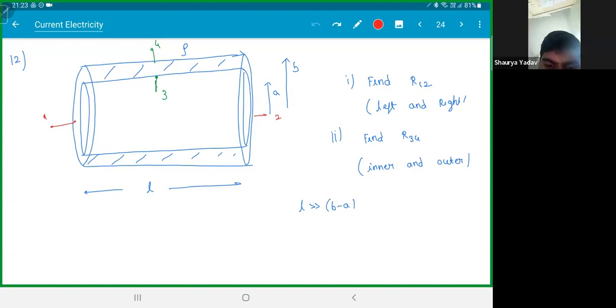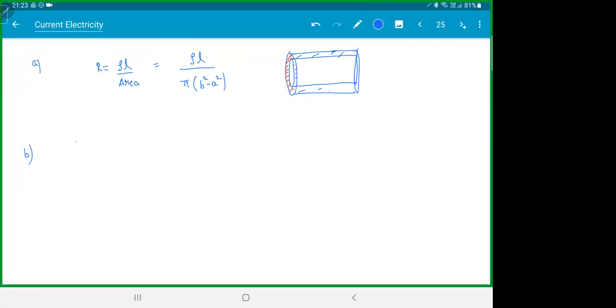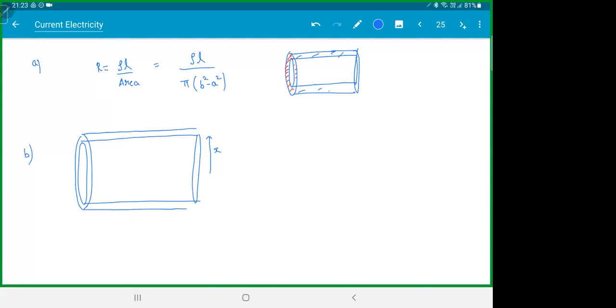Sir, ln B by A. So we take, at a distance x, a thin strip whose width will be dx. So the small resistance will be rho into length into area. Surface area of a cylinder is 2 pi x into L.